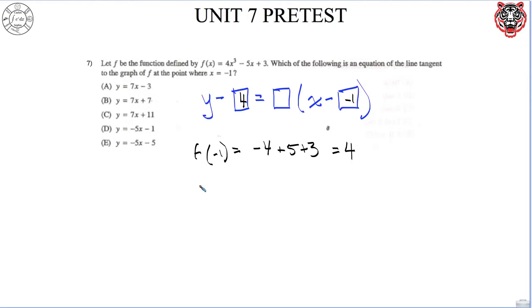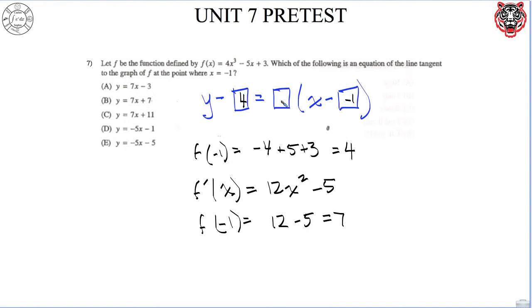And to find the slope, I need to take the derivative. So that's going to be f prime of x, and that's going to be 12x squared minus 5. And then I need to plug in -1. And -1 squared is 1 times 12 is 12 minus 5. That's going to give us 7. We need to simplify this a little bit more. So that's going to turn into y is equal to 7 times x is 7x. 7 times -1 is -7, so that's going to be a +7. Then I'm going to add 4 also, so that's going to be +11. And there's our answer C.